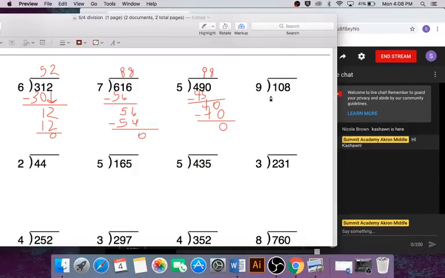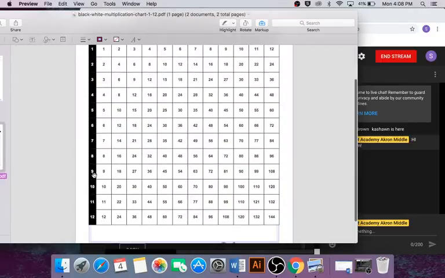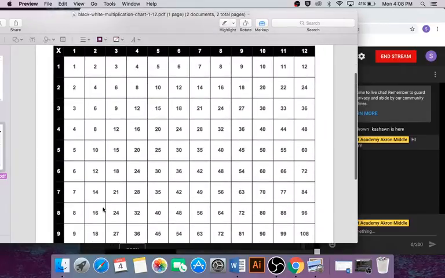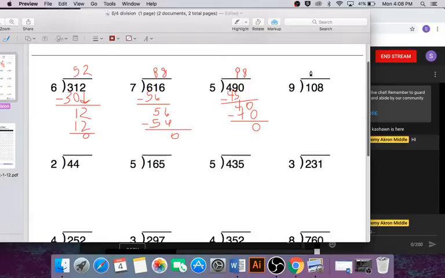Okay, our next one, we're going to see how many times 9 goes into 108. So 9 can't go into 1, so we move over and we figure out how many times 9 can go into 10. So when we use our multiplication chart, we go to our 9 times table, and 18 is too much, so we have to go back to 9, and 9 times 1 is 9. So we go up here, and on top of the 10 we're going to write a 1. 1 times 9 is 9.